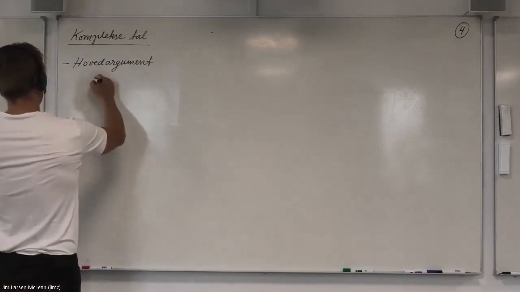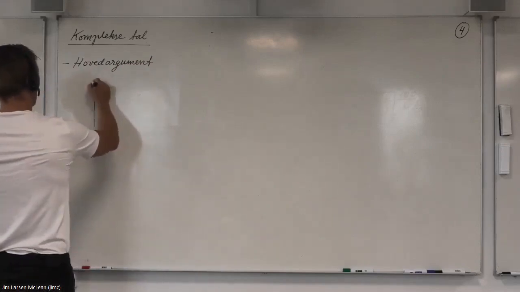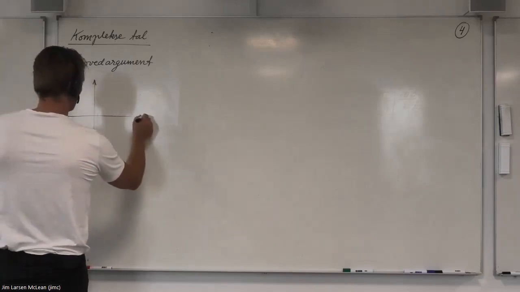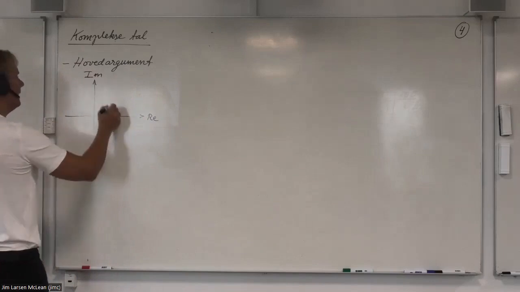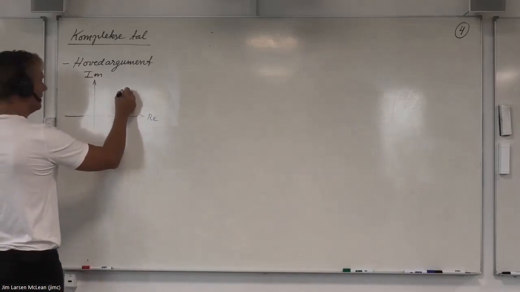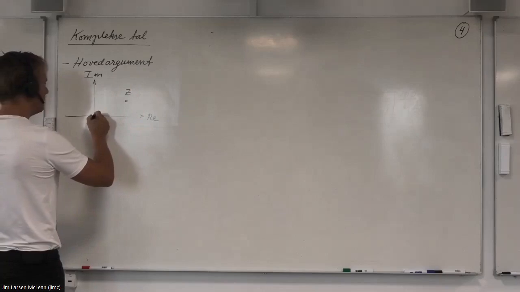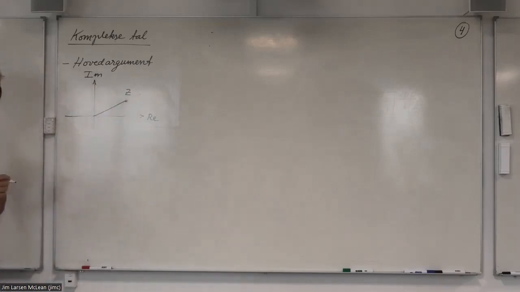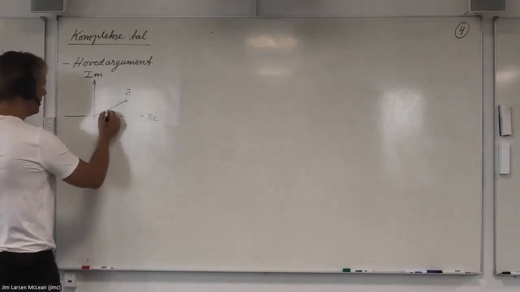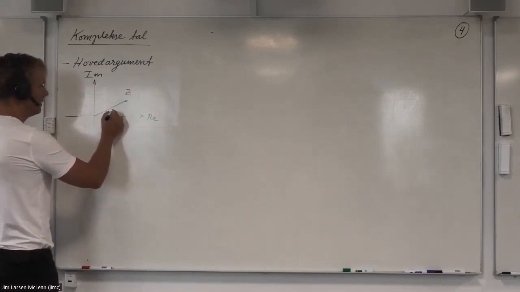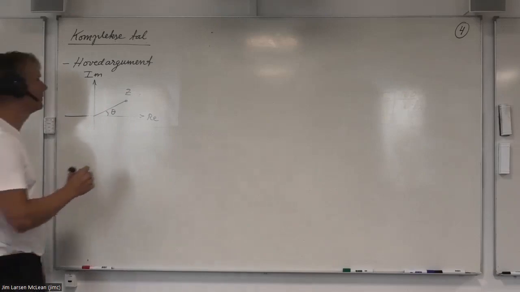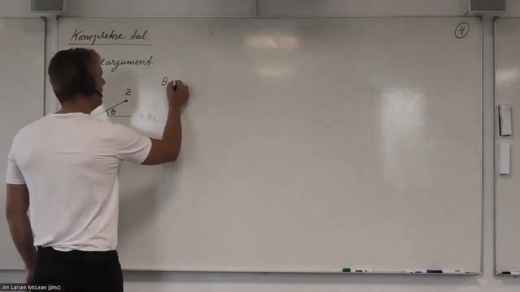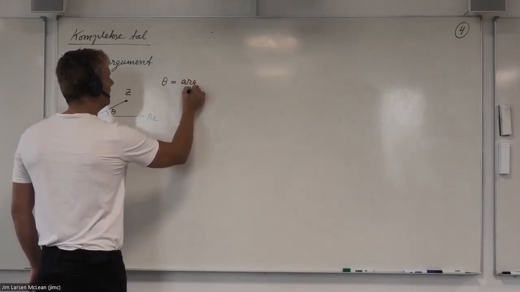Well, if I now have here the Gaussian plane, and here is some complex number, and here is the line from the origin to it. So it's a given argument. It's one argument for the complex number, and it is written that theta is some argument for the complex number.